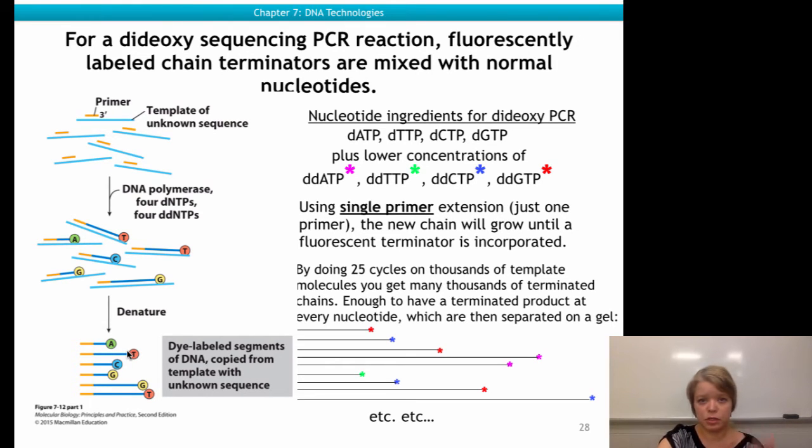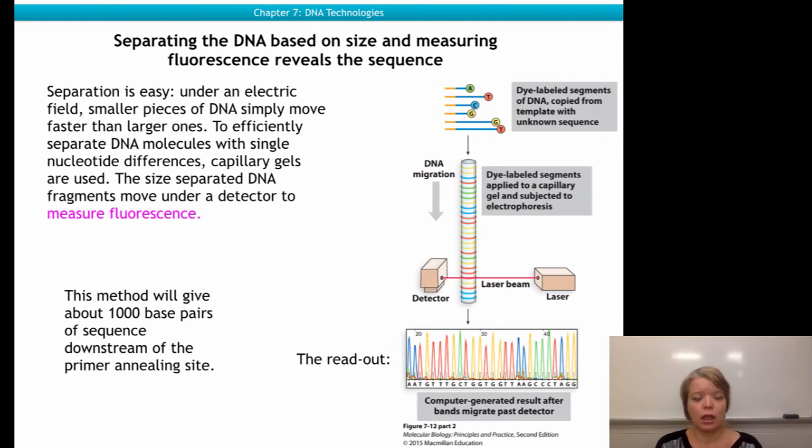The next step is to separate them by size. And the separation is done using the gel electrophoresis principle. All of these DNA molecules are put into an electric field, and they will all migrate at different speeds towards the plus end. They all have to force themselves through the gel-like medium. The shorter ones will do it faster, and the longer ones will do it slower.